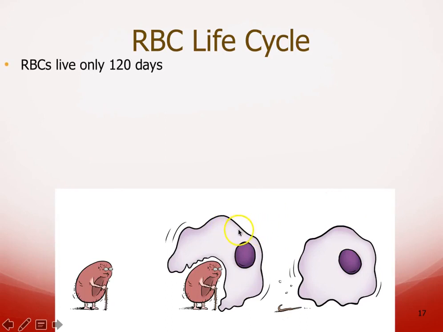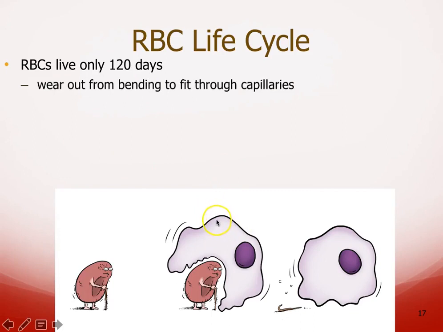Red blood cells, due to all the travel they do and all the work delivering oxygen and carbon dioxide and acting as a buffer, live only about 120 days. Okay, that's a typical red blood cell. They also have to do a lot of bending, which kind of accounts for their shape. They have that biconcave disc shape. They have to bend and fit through capillaries. So after a while, just like any of us, if you keep doing something for too long, you wear out your joints.